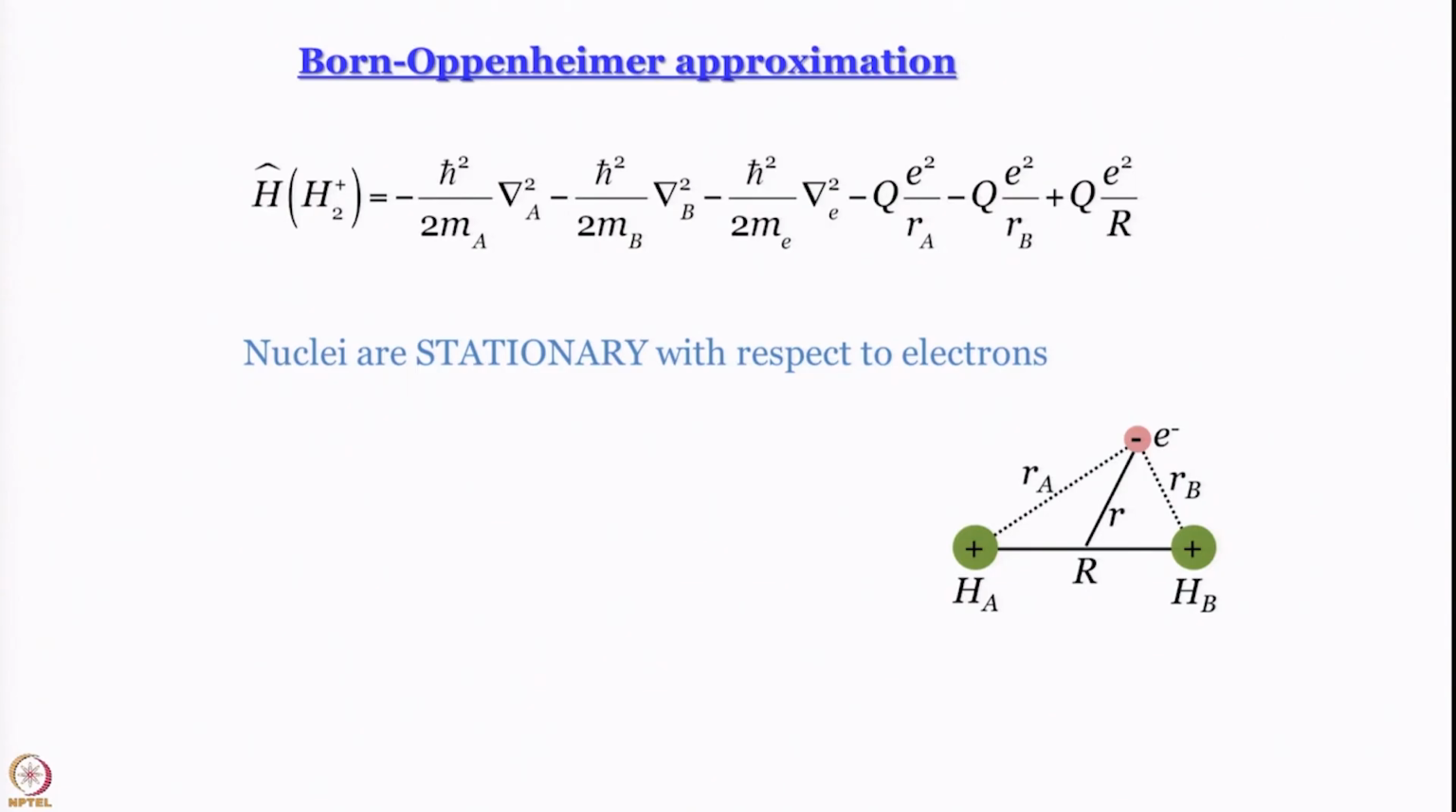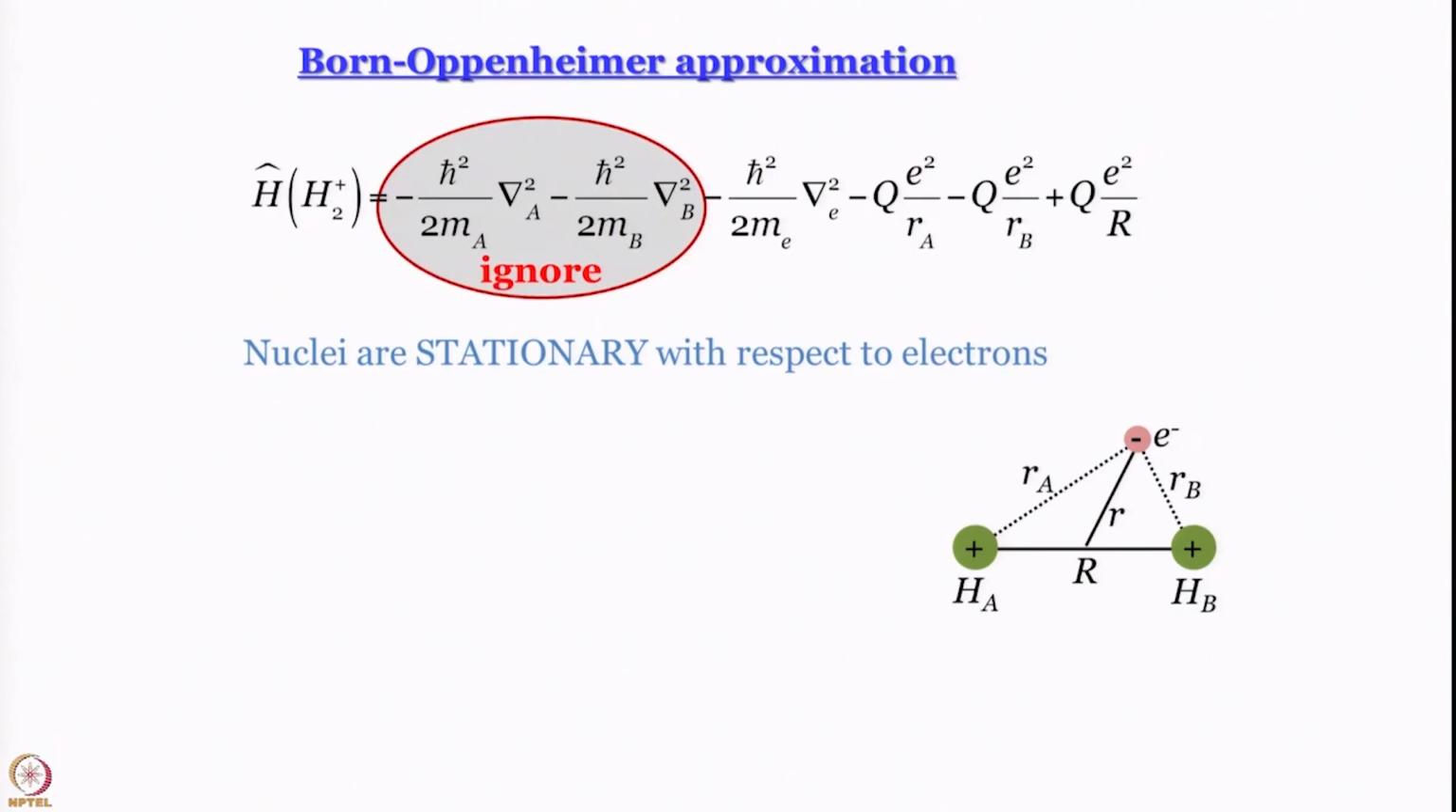So, when we use this consequence of the Born-Oppenheimer approximation, how does this expression for the Hamiltonian simplify? To keep things very simple, I am working with the Hamiltonian for H2 plus. For H2 we will just add those additional terms. First of all, will you agree with me that this del A square becomes 0? Will you agree that the del B square term becomes 0, because we are considering the nuclei to be stationary, so there is no question of their kinetic energy? These two we can ignore under the Born-Oppenheimer approximation.